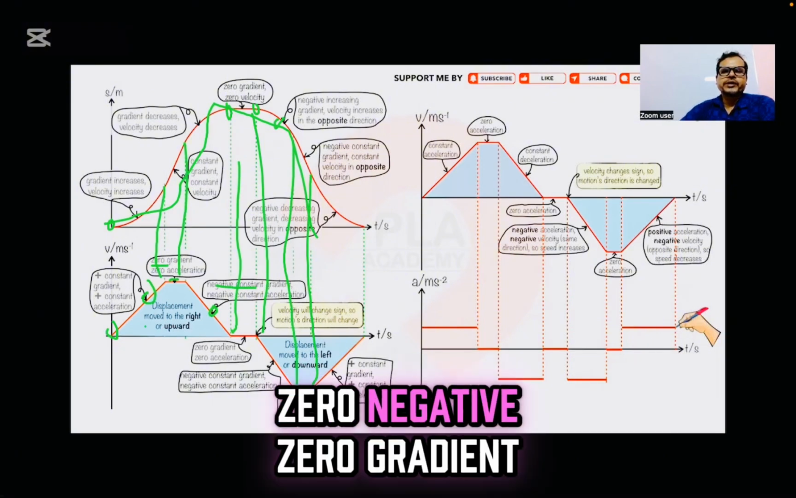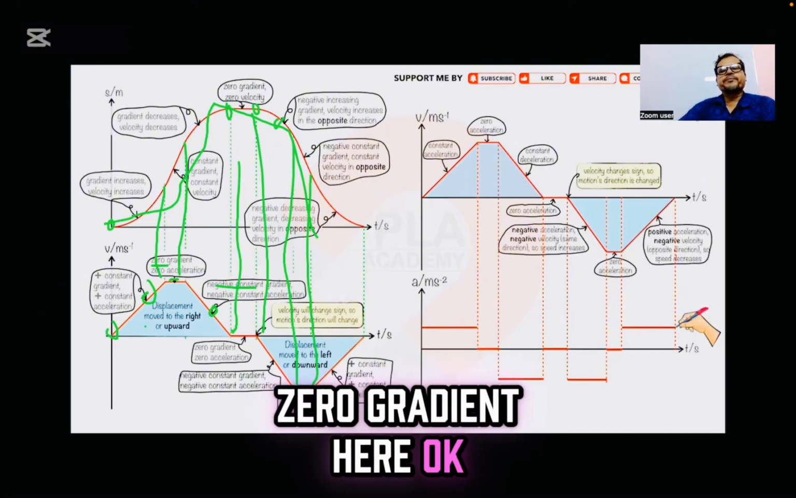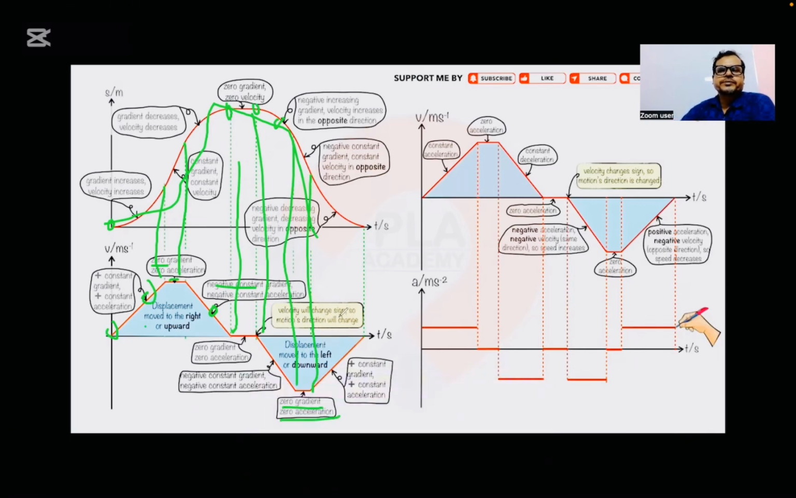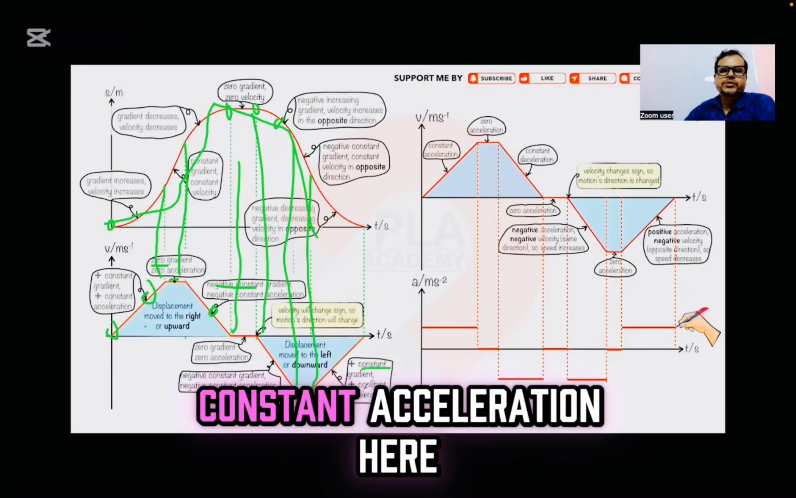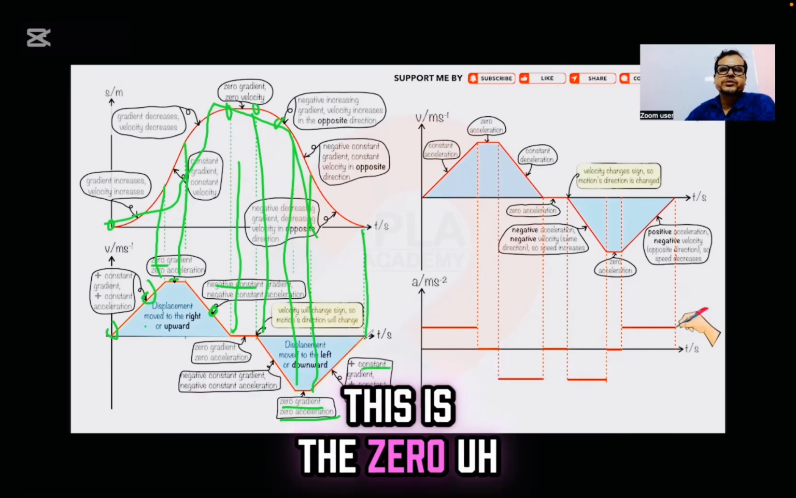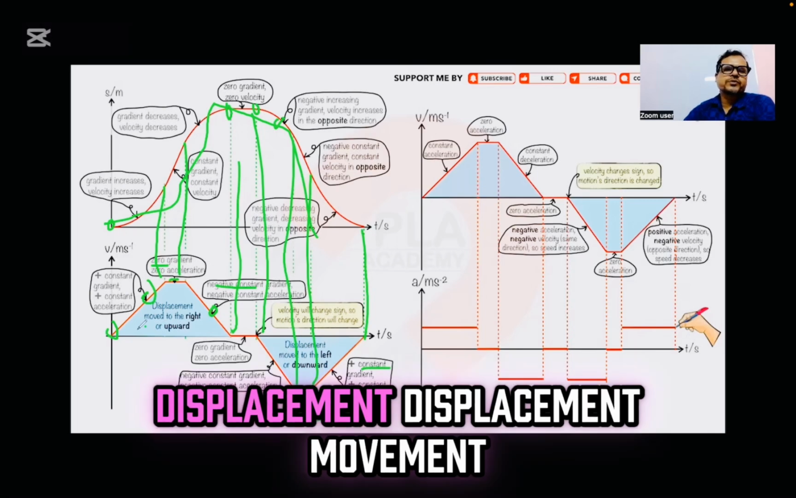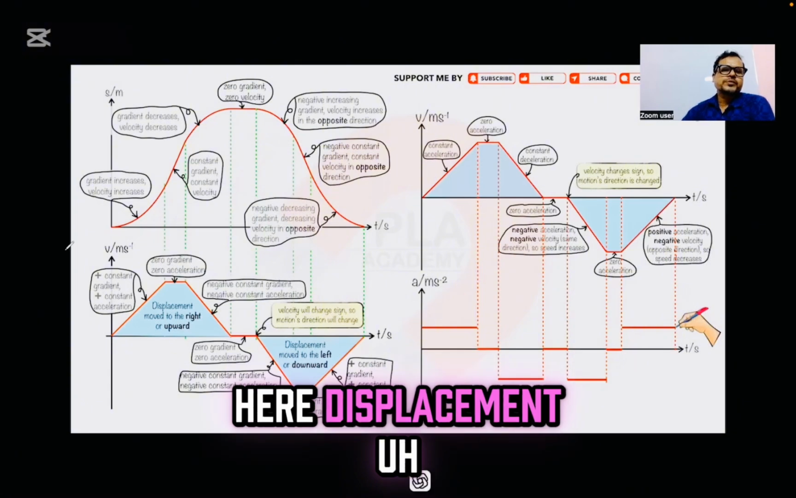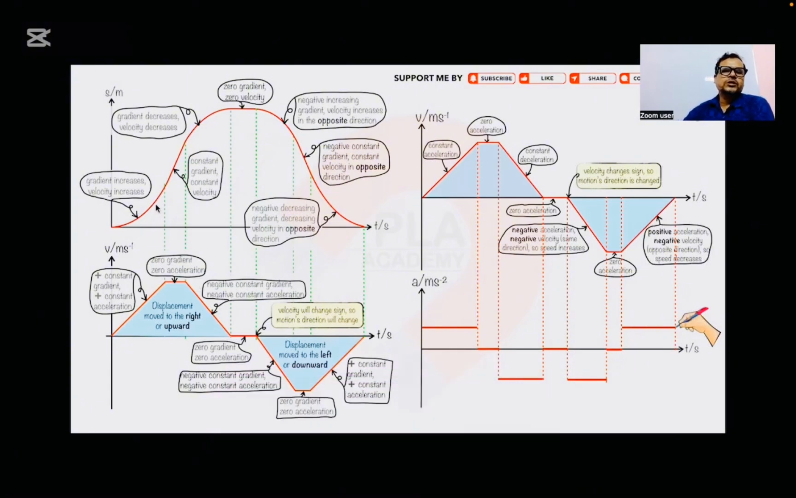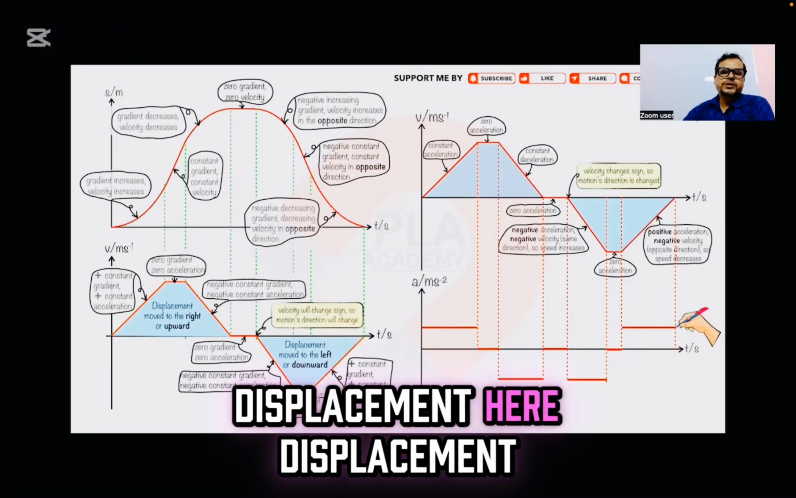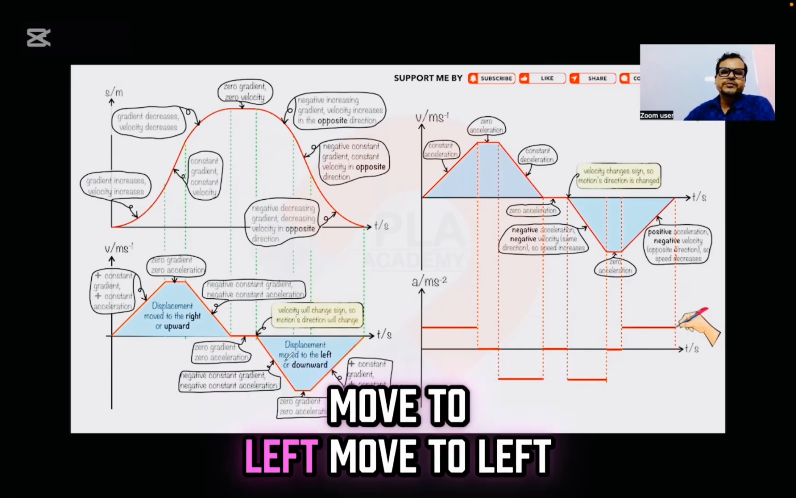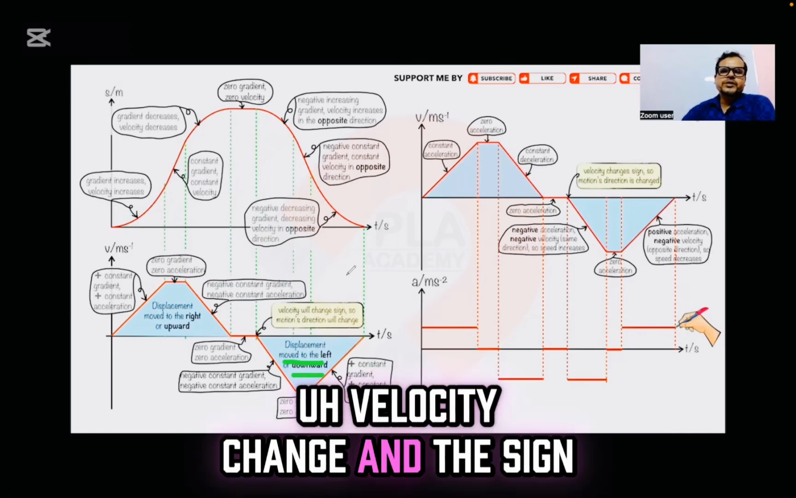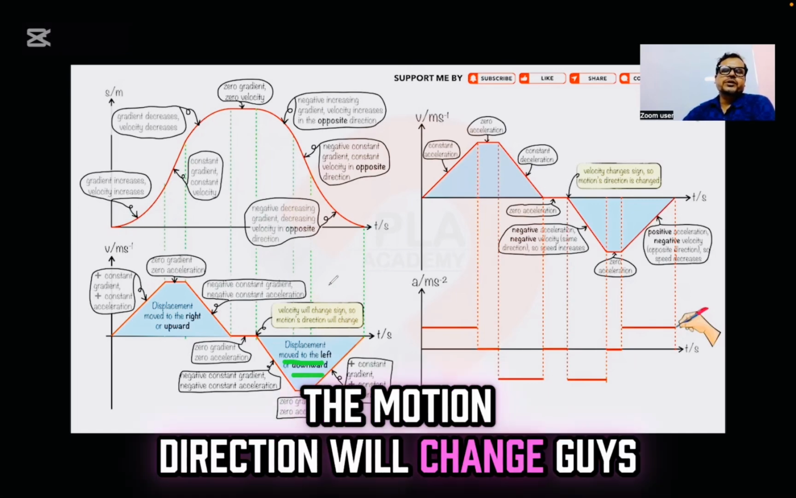Zero gradient here. Okay, zero gradient and zero gradient here, then constant gradient, constant acceleration here, and zero. Displacement movement, here displacement, displacement here, displacement moves to the left, downward. Okay, the velocity changes sign, so the motion direction will change, guys.